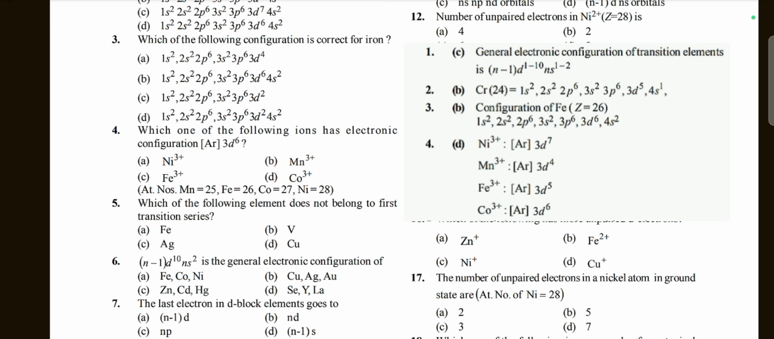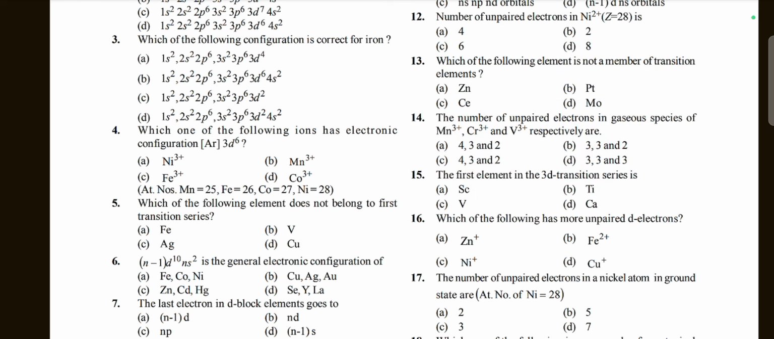Which one of the following ions has electronic configuration argon 3d6? So it is option D, Co3+. For Ni3+, it is argon 3d7. For Mn3+, it is argon 3d4. For Fe3+, it is argon 3d5. So option D will be the answer.